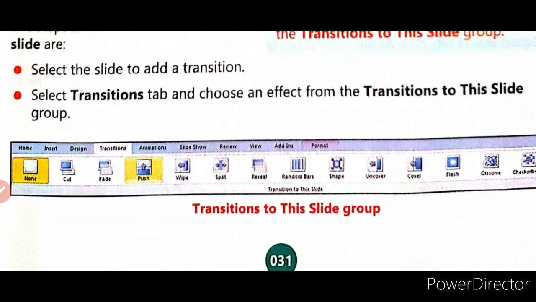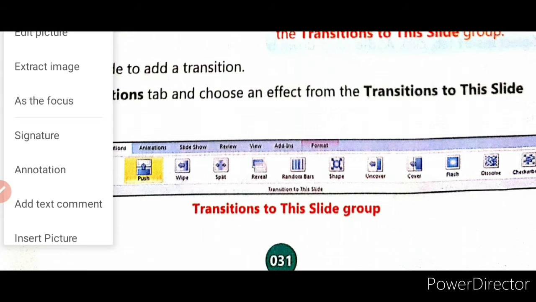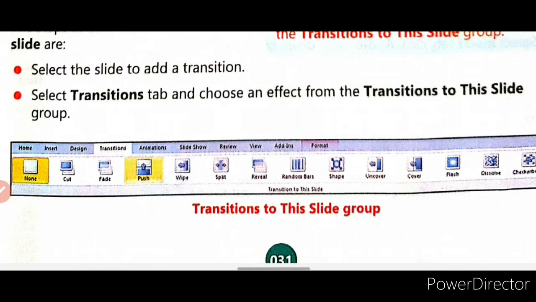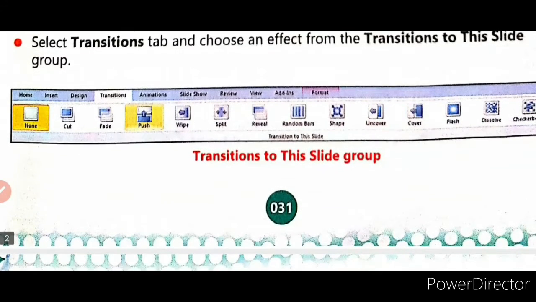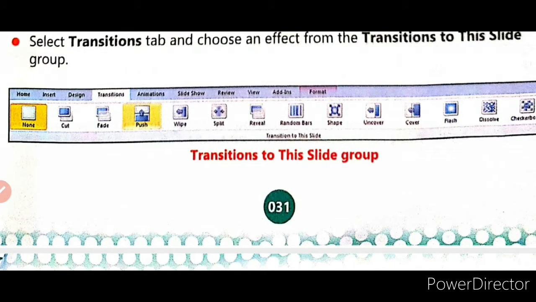So what are the steps to add a transition to the slide? Select the slide to add a transition. First you need to click on the slide to which you want to apply the transition. Then select the transition tab and choose an effect from the transition to this slide group. See, the options are given in bold letters. The bold letters in black represent the options. So after selecting the slide, you need to click on the transition tab and choose the effect from the transition to this slide group. See this? Here it shows the none option. If you click the none option, the transition will get removed from this slide.